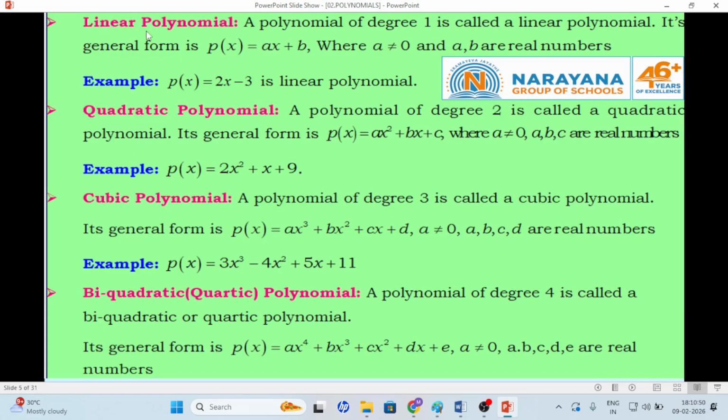Similarly, what is a linear polynomial? If the degree is 1, it is a linear polynomial. If the degree is 2, it is a quadratic polynomial. If the degree is 3, it is a cubic polynomial. If the degree is 4, it is a biquadratic or quartic polynomial.